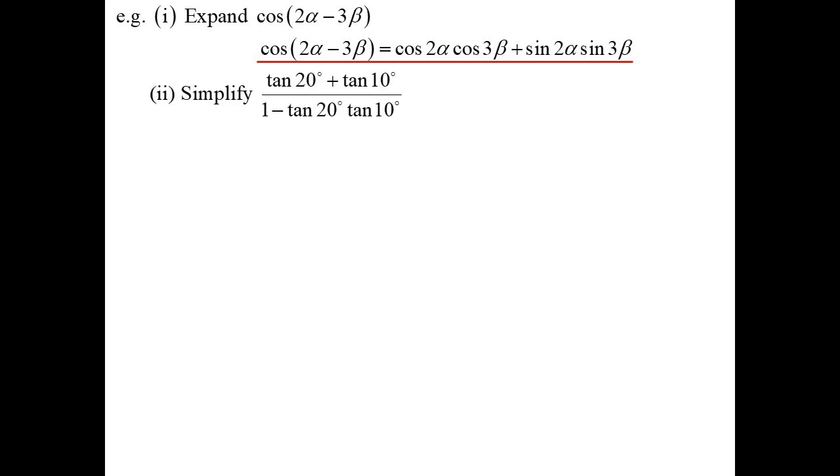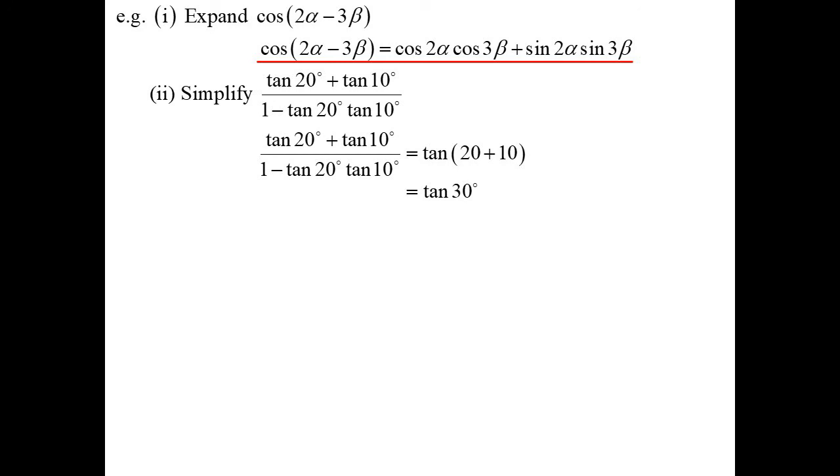Simplify this expression, but I notice the pattern. Look at it. It goes tan plus tan on 1 minus tan tan. Therefore, I know that will be the tan of 20 plus 10. Tan of 30, one of our exact values, 1 on root 3.